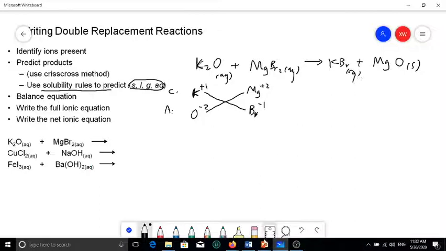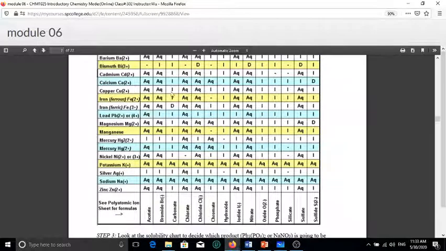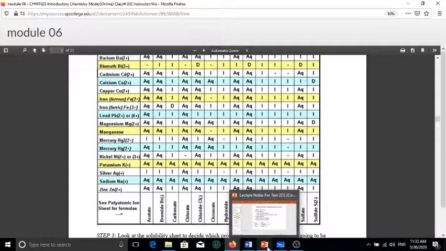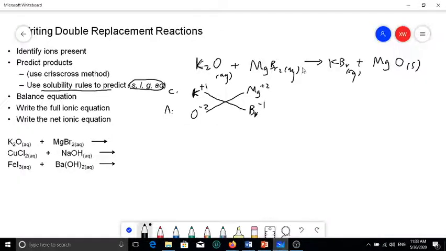So you're going to use this chart to determine the solubility of most of the compounds we're going to discuss in this class. You don't have to memorize this table. This table will be provided to you in the test. Look for the fact sheet next to the exam on my courses. All right, so now we've identified the solubility of these two products, and the next thing is balancing the equation.